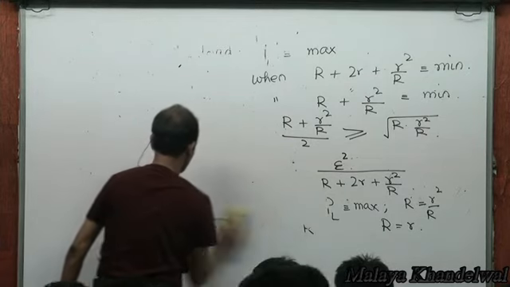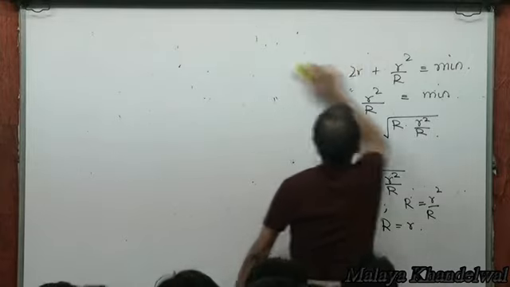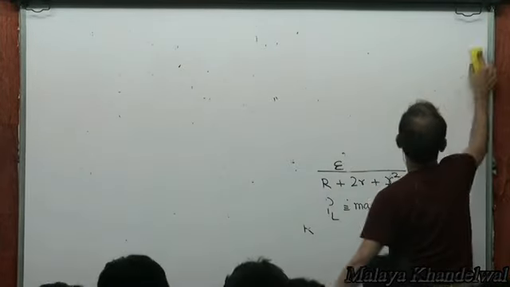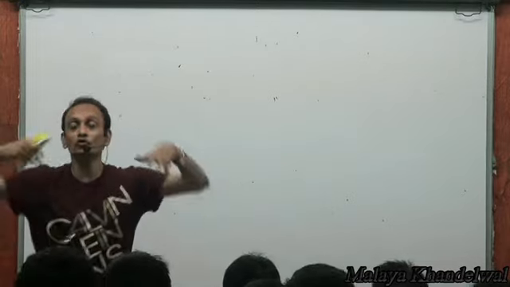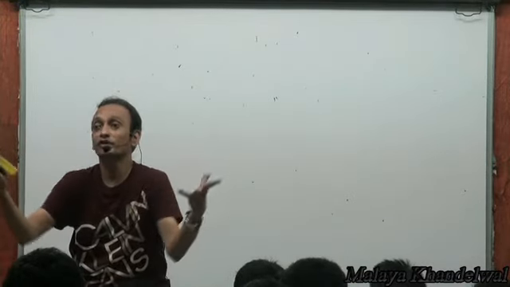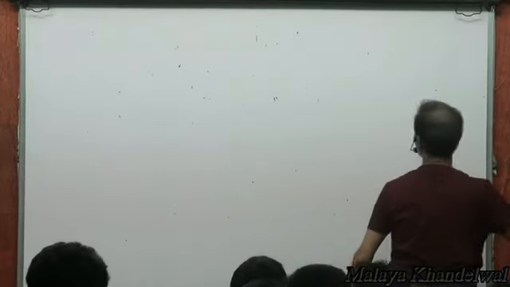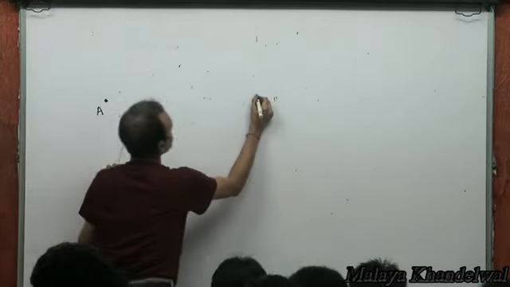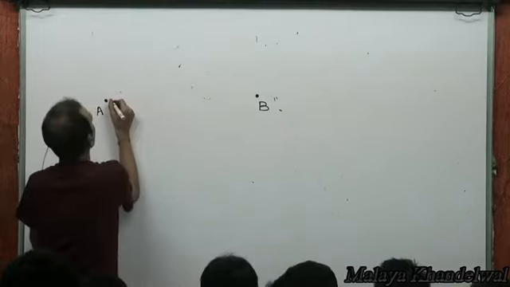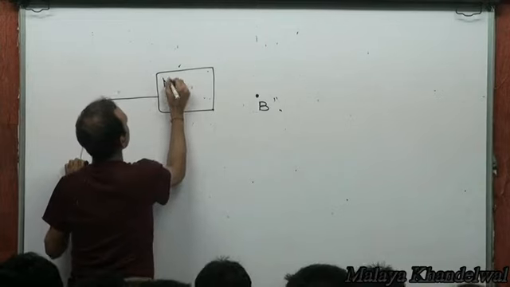Now, there are times when you talk of an equivalent resistance. Between 2 points, there could be a maze of resistors, a network of resistors. Say there is a point A and there is a point B. Between these 2 points, there is a black box, which is a network of resistors.